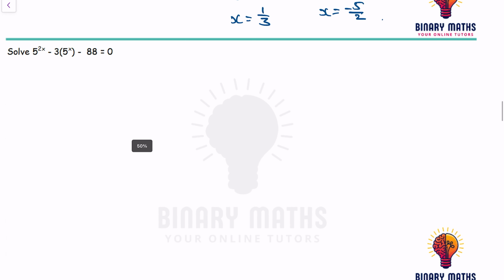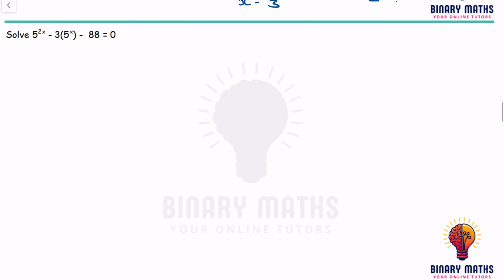Now, you have to be very careful with these kind of questions because they are hidden quadratic questions involving indices, unknowns in the indices. So let's go through some examples of those. Okay, so we've got 5 to the 2x. Now, 5 to the 2x can be rewritten as 5 to the x squared, because x times 2 gives you the 2x, minus 3 times 5 to the power of x minus 88 is equal to 0.